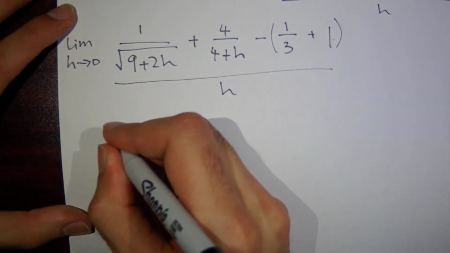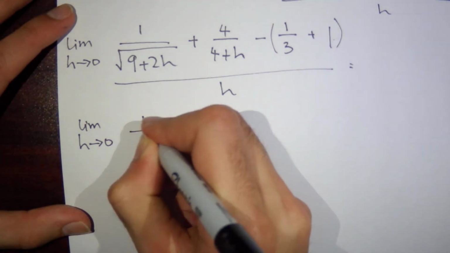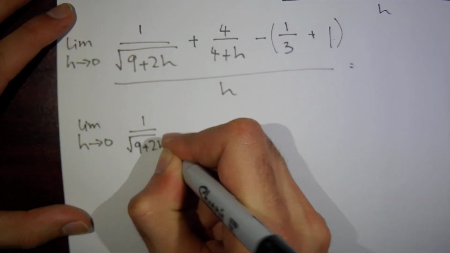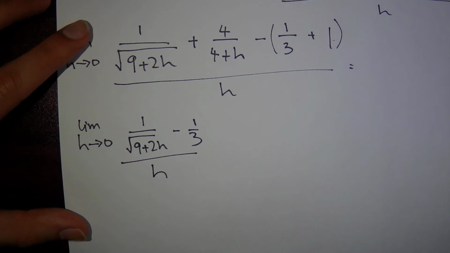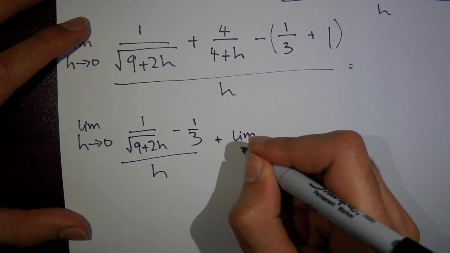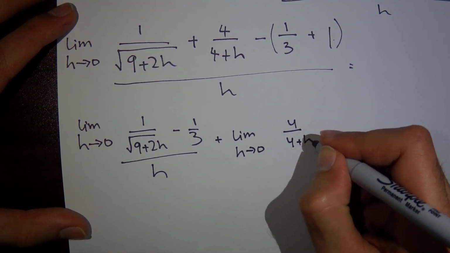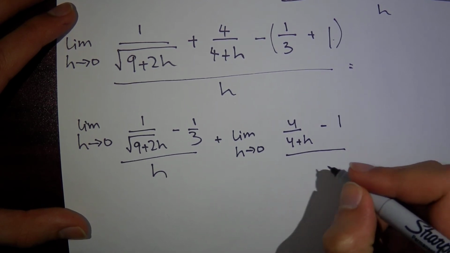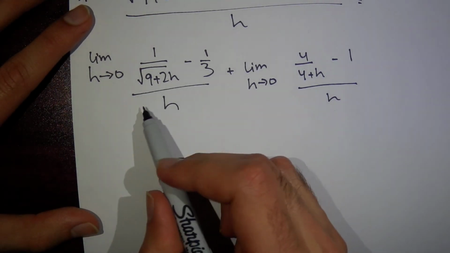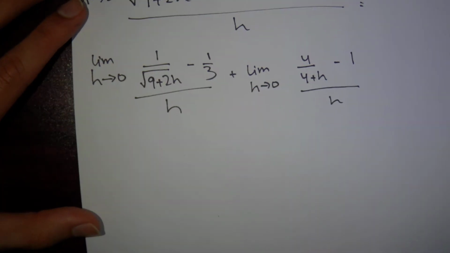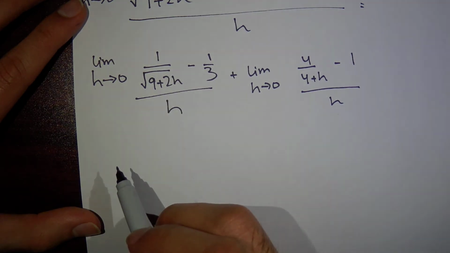So I'll be left with, this would equal the limit as h approaches 0 of 1 over square root of 9 plus 2h minus 1 over 3, over h, and then the limit plus, of course, as h approaches 0 of 4 over 4 plus h minus 1, divided by h. Now we'll deal with these separately. We'll start off with this half of the question. Over here we could see again there's simple subtraction going on in the numerator, so let's get that into one fraction to make our lives easier.